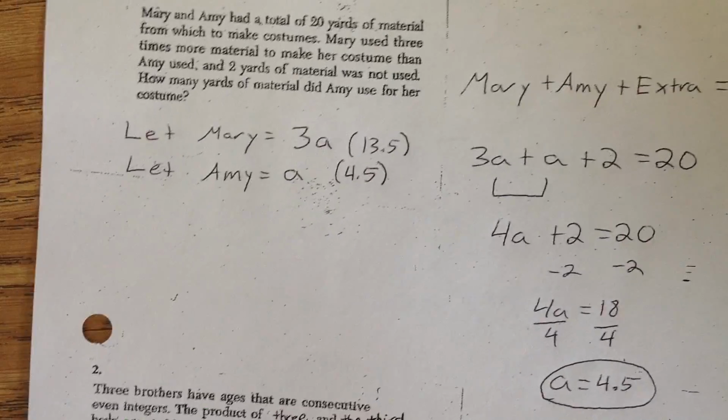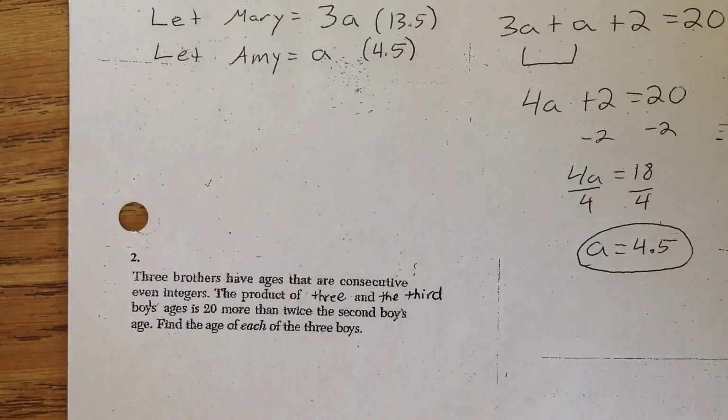Okay, let's take a look at number 2. 3 brothers have ages that are consecutive even integers. The product of 3 and the third boy's age is 20 more than twice the second boy's age. Find the age of each of the 3 boys.